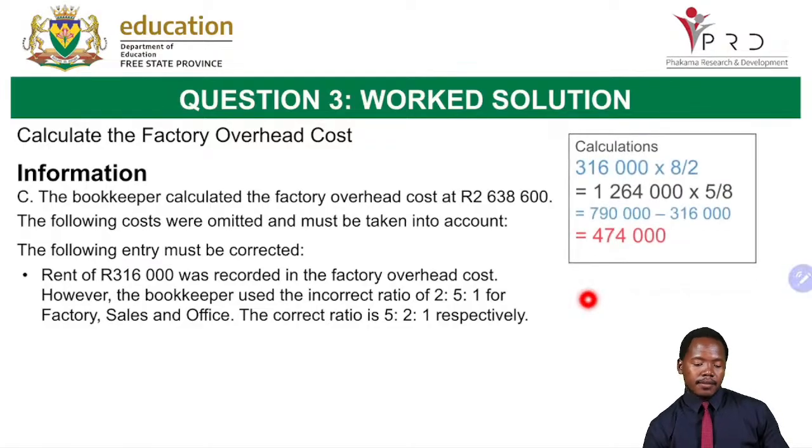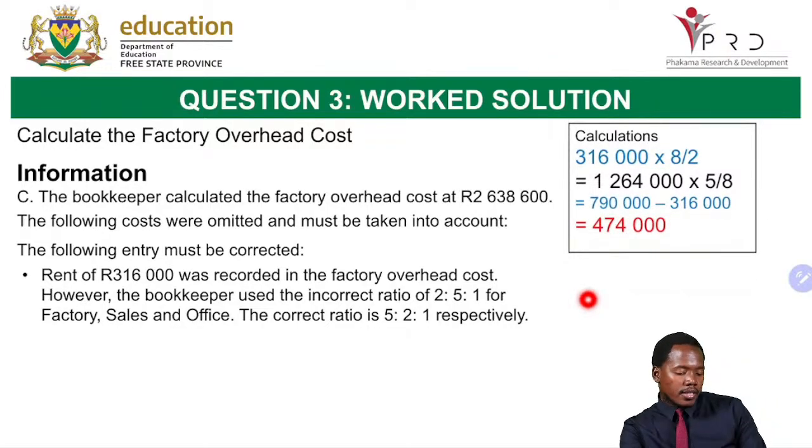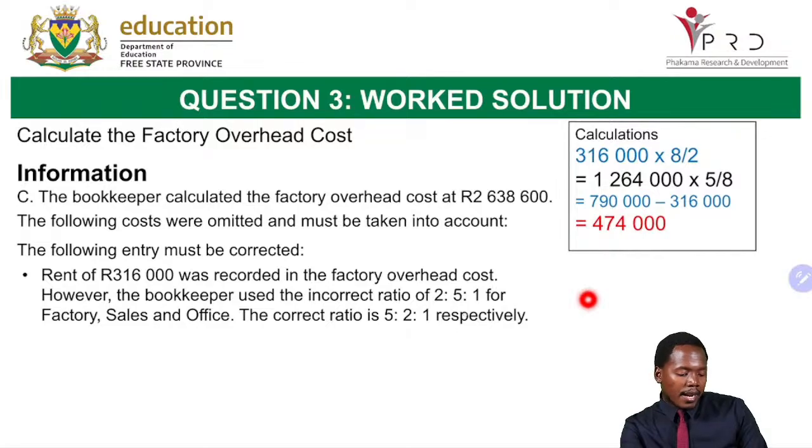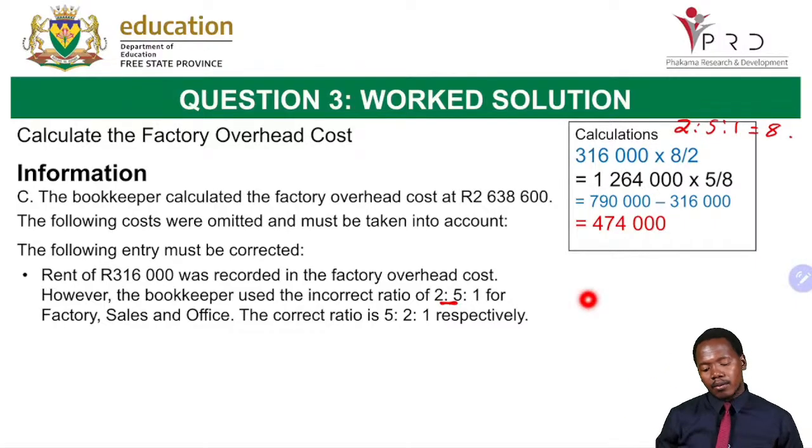Now let's look at this. What is the first thing you need to do? You need to add your ratios. You can say 2 plus 5 plus 1 gives us 8, because we want the total from the incorrect one. From the incorrect one, which says 2:5:1, all of this gives us 8. So we want the total so that you can go back and recalculate correctly.